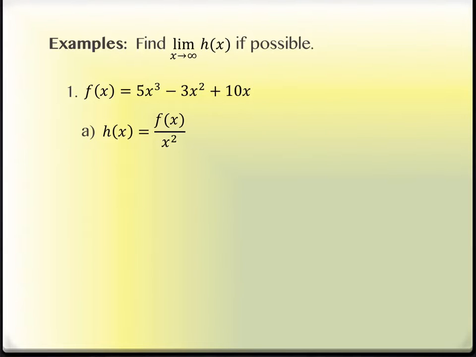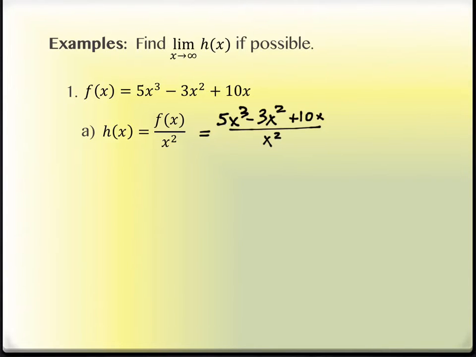Okay, so we're going to take a look at some different functions. And we will go back in our minds and think about, what happens if I think about this from a different perspective, all right? Basically, the perspective of algebra. So here's our function. We have f of x equals 5x cubed minus 3x squared plus 10x. And on part A, we're taking that expression and dividing it by x squared. So the first thing we're going to do is write it out. So this is 5x cubed minus 3x squared plus 10x over x squared.